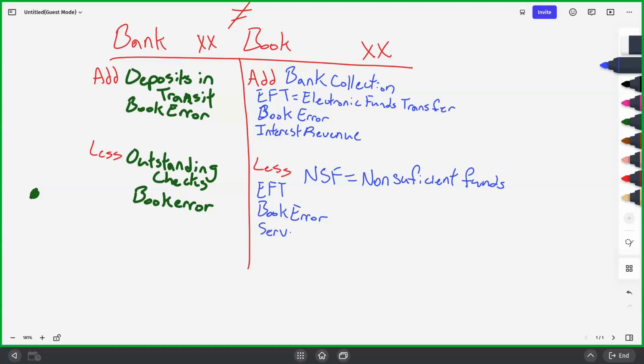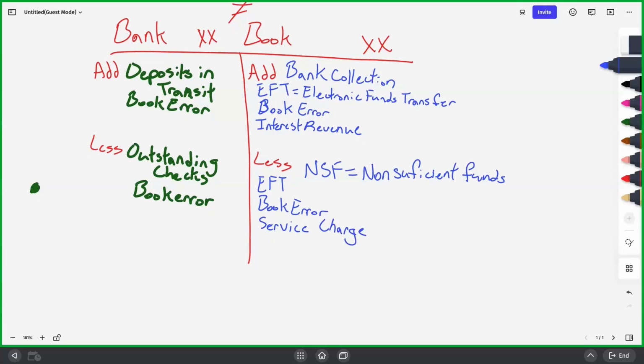Basically, service charge is where the bank takes money out of your account saying, hey, you have an account with us, you need some money. So your lovely maintenance fees, your overcharge balance, all that fun stuff.